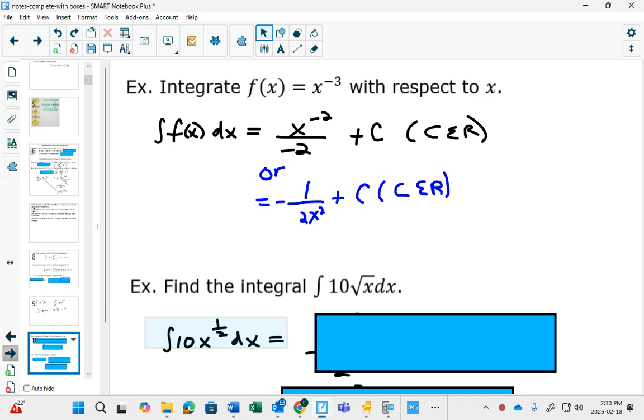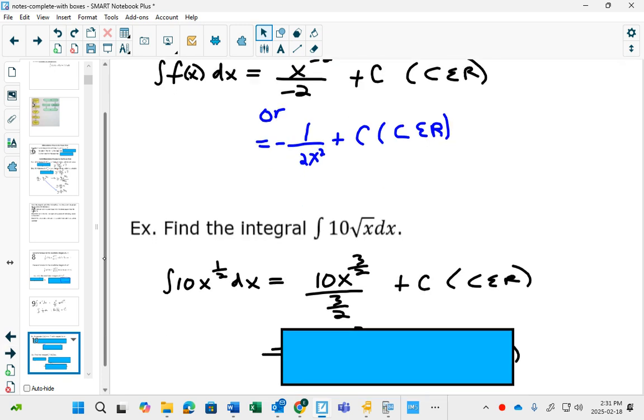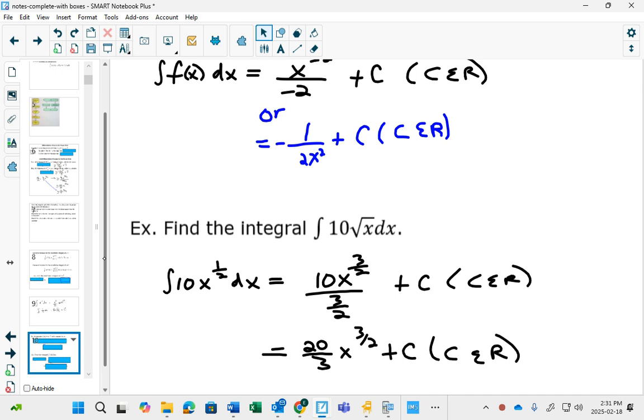Square root of x. You might take a little bit of time to change it to an x to the half, because then you can add 1 to the exponent and divide by your new exponent. What's really nice about this technique is you don't get bogged down in trying to figure out the mental math. You just do a process: add 1 to the exponent, divide, and then you're like, oh, I could simplify this if I wanted to. And I get 20/3 out in front, which might not have been easy to see if you were just trying to do the mental math from the beginning.